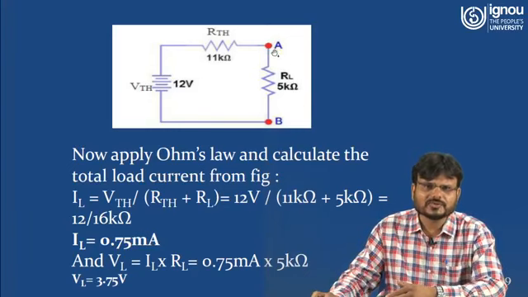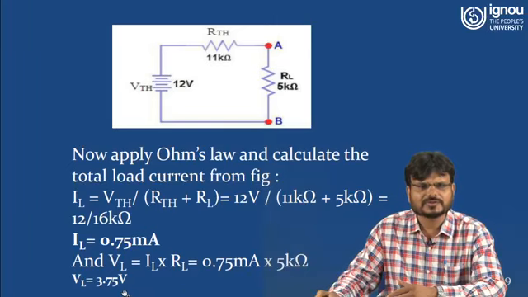Now you are interested in calculating the voltage across terminals A and B. So the voltage across terminals A and B, VAB, is equal to the current flowing through the load resistance RL multiplied by the load resistance RL. So VL is equal to IL multiplied by RL. IL is equal to 0.75 milliampere, and RL is equal to 5 kilo ohm. So just multiply these two factors, and VL comes to 3.75 volts.